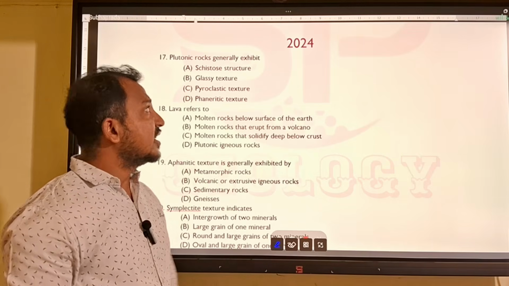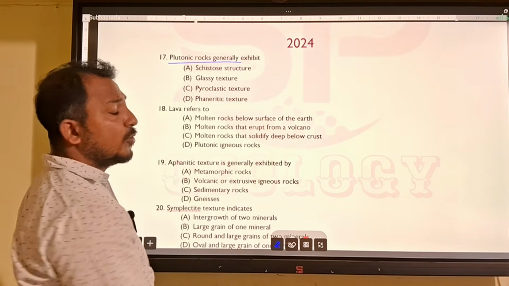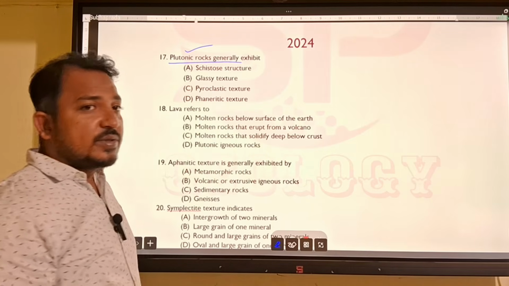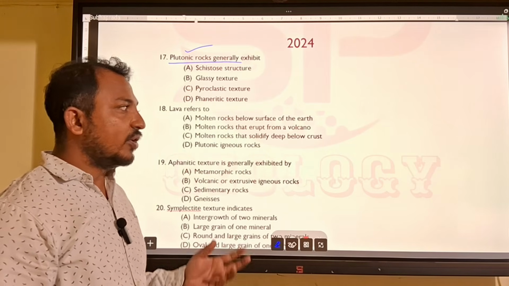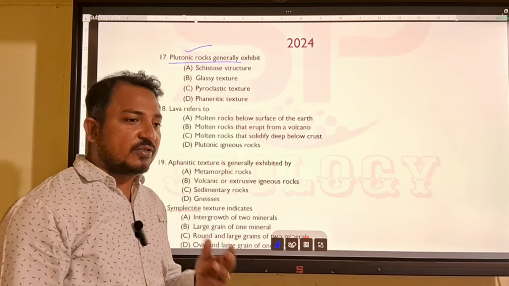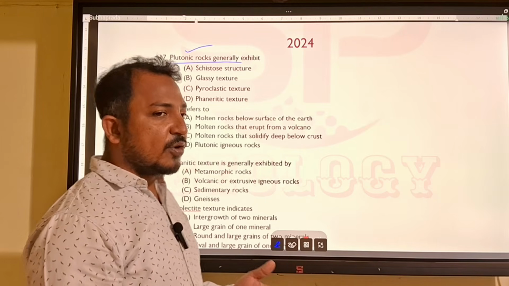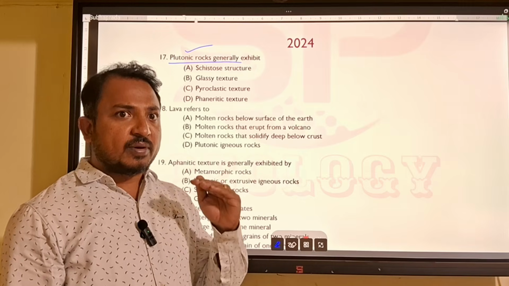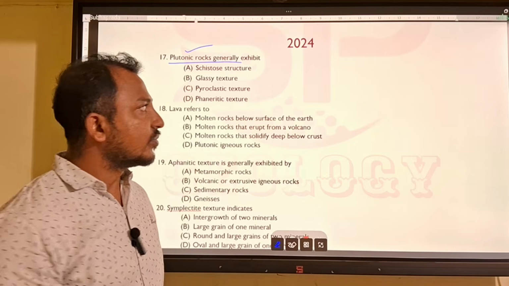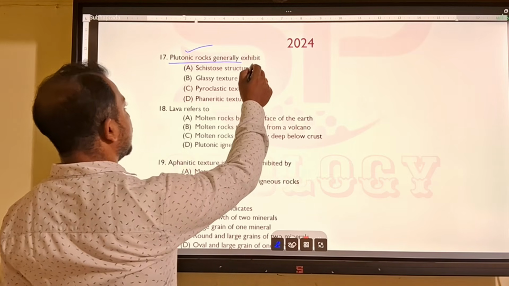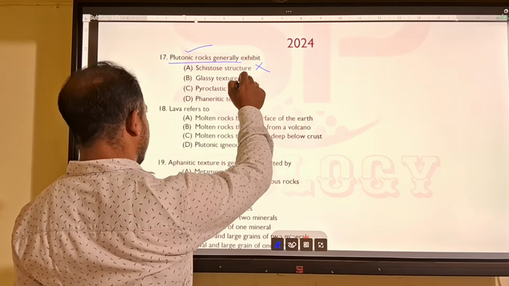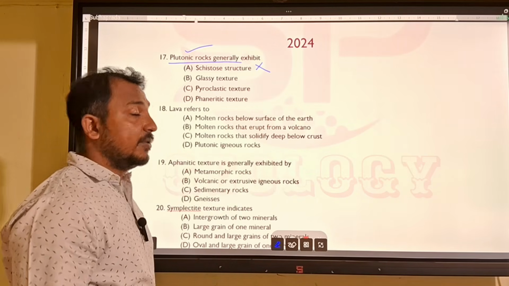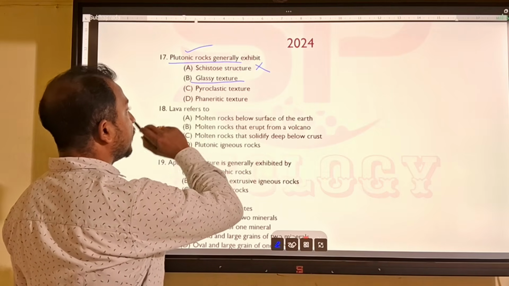Then, plutonic rock generally exhibits. So plutonic rock is produced at a greater depth. Igneous rock can be divided into three types on the basis of depth of formation. One is plutonic, which is produced at greater depth, then hypabyssal at intermediate depth, then volcanic at the surface. Among the options, schistose is metamorphic. Glassy texture is indicative of rapid cooling, which is a volcanic condition.